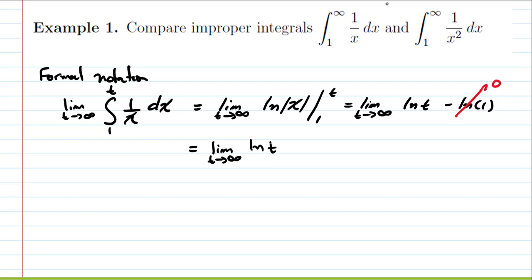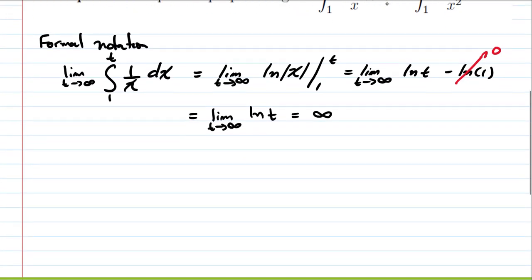And note, I dropped the absolute values because my limits of integration were from 1 to positive infinity, and that's positive. So the absolute value of positive t is just t. Okay, so now what's the limit as t goes to infinity of the natural logarithm of t? Well, it diverges to positive infinity, right? Because the natural logarithm is an increasing function, and it just increases forever. So it increases very slowly, but it does increase forever. All right.